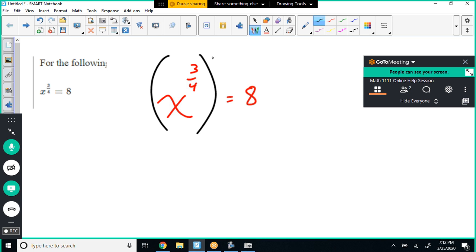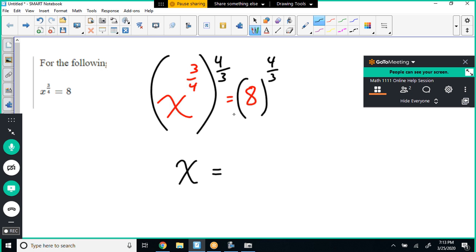So what we're going to do is this. We're going to raise both sides to the reciprocal of 3/4. And the reason why is we can apply the power to a power rule, right? The power to a power rule means that if you have something raised to a power, raised to another power, you can multiply those powers. Well, 3 times 4 is 12, 4 times 3 is 12, so 12 over 12 is nothing more than 1. So it takes x and makes it to a power of 1, right?